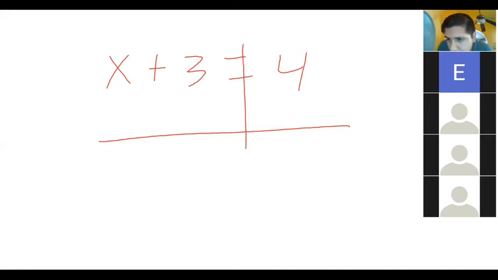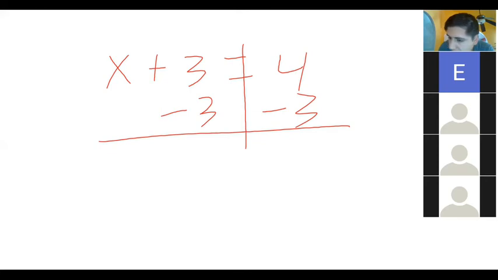Subtract. So we're going to subtract 3, right? So we subtract 3. What happens on the left side? You do the same thing. So on the left side, we have 3 minus 3. What happens there?